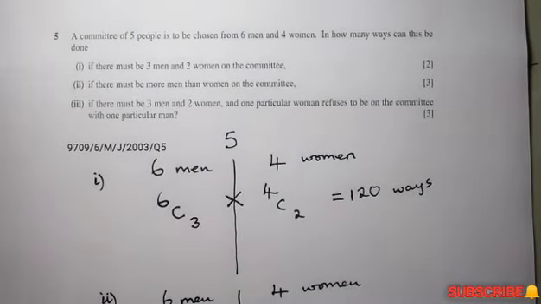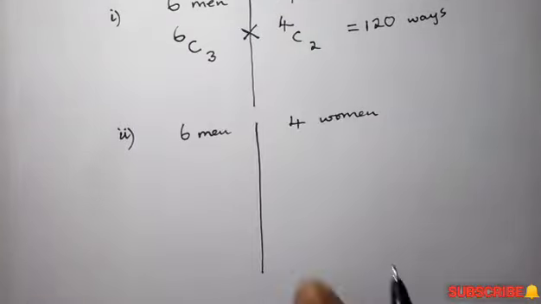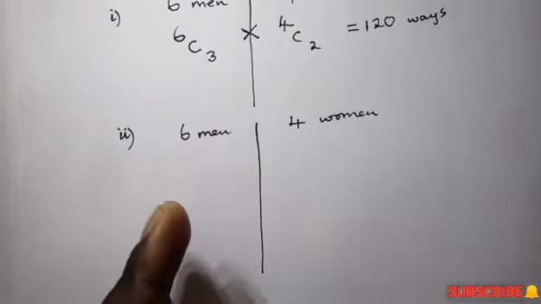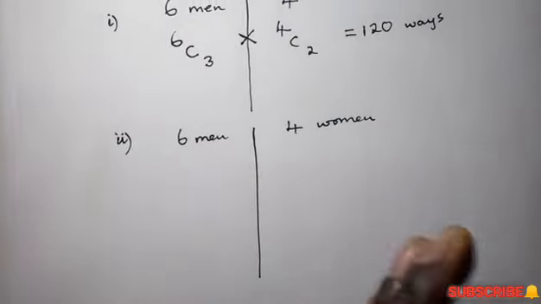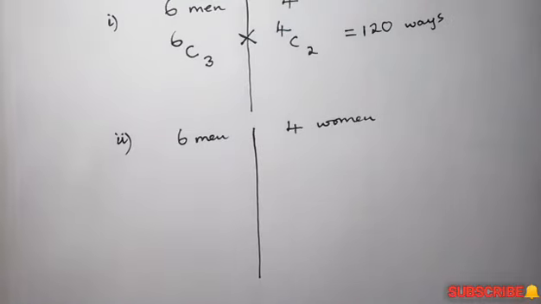Right, I'm now moving on to part 2 of the question. It reads, in how many ways can this be done if there must be more men than women on the committee? Still I have placed my demarcation. On the left side we have men, on the right side we have women. But the question is saying more men than women. I hope you are listening, class.